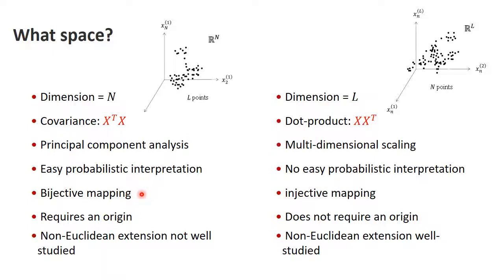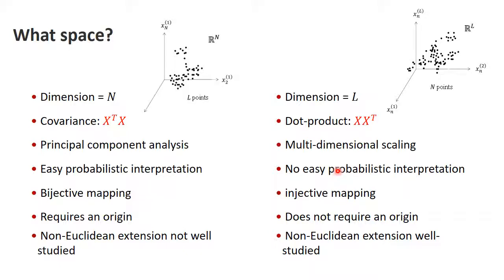It's also a bijective mapping. So when I do a principal component analysis, what that means is I can reconstruct from the lower dimensional space, again, the original space. It requires an origin and is strictly using a Euclidean distance. On the other hand, we have the dimension L, which is a space defined by a dot product. So instead of having X transpose X, I have the transpose of that, which would be X X transpose. In that case, we're working with dot products and distances. So instead of principal component analysis, we'll be working with multidimensional scaling. There's not such an easy probabilistic interpretation as we had with principal component analysis.